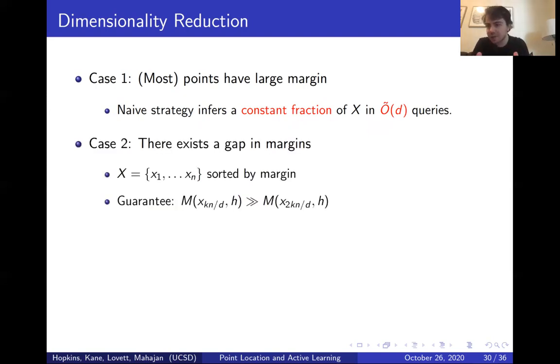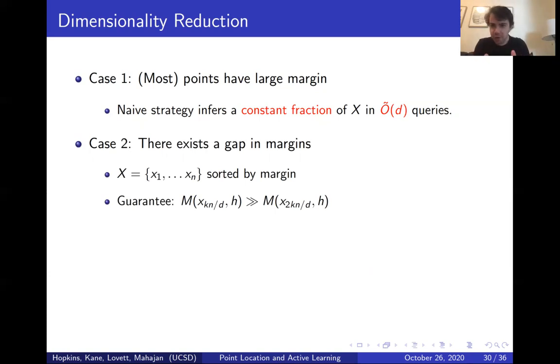Now, the second case is more difficult, and we're going to try to figure out how to reduce the dimension of the problem. So in this case, your formal guarantee is that there exists a gap in margins where, let's say that x1 through xn are sorted by margin. You know that the first kn over d points are large. And after point 2kn over d, everything is really small. It's much, much smaller than the first kn over d points by a poly d factor.